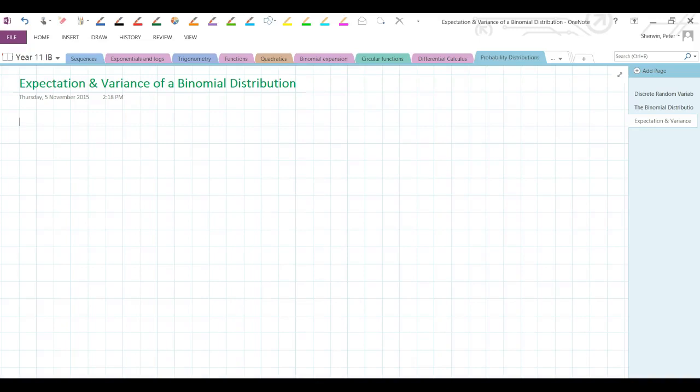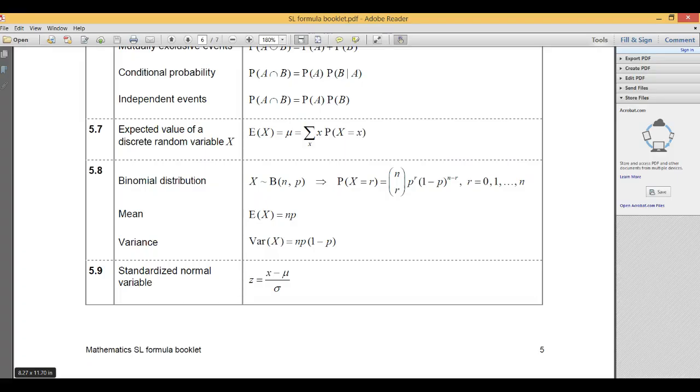Okay, now for a look at the expectation and variance of a binomial distribution. Both of these are given to you in your formula booklets, so I might just bring that up now. Okay, here's the relevant page from your formula booklet. You can see here in 5.7 the expected value of a discrete random variable. We looked at those in class.